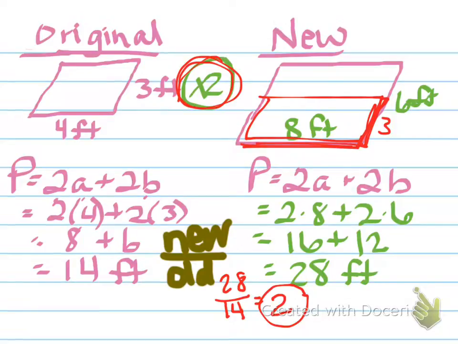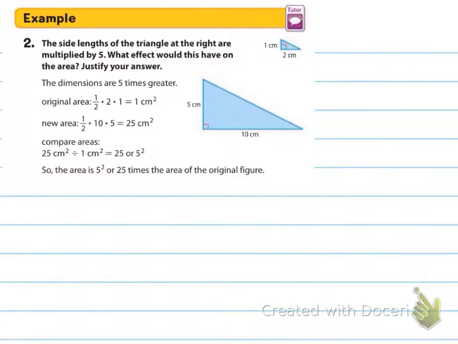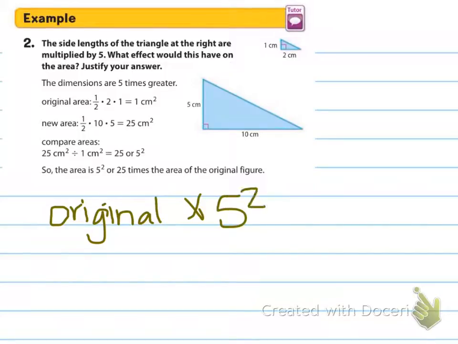You're welcome. So example number 2 says the side lengths of the triangle at the right are multiplied by 5. What is the effect this is going to have on the area? So if I'm multiplying everything by 5, then based on what I just said before, I'm going to take the original times 5 squared, and that's going to give me the area of the new triangle.